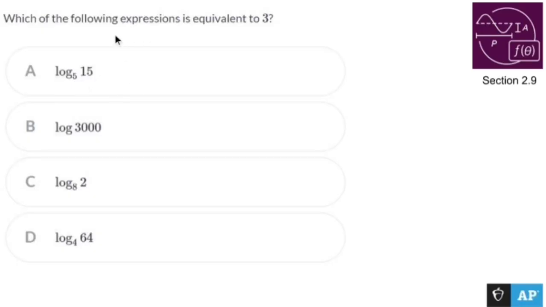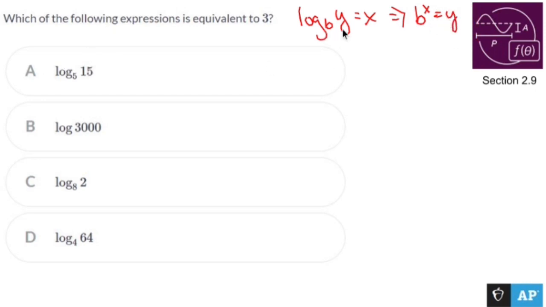Which of the following expressions is equivalent to 3? All right, so I have a bunch of them. So let me remind myself that log base b of y equals x can be written as b to the x equals y.